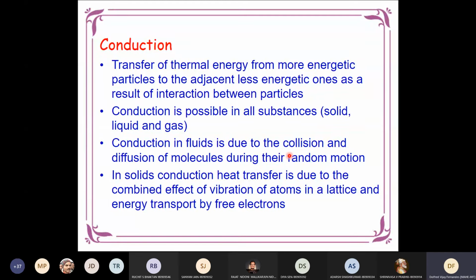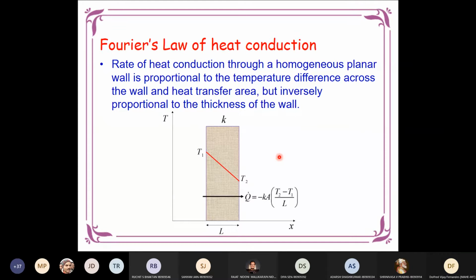We will estimate the conduction heat transfer in the solid wall. For that, we use the law of physics which is defined by Fourier's law of heat conduction. So, what is it as defined? Fourier is a French scientist. So, he estimated the heat transfer through a planar wall, and he formulated the law of conduction.